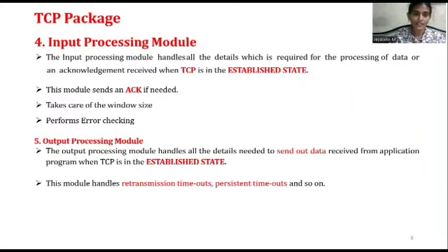The next component is the input processing module. The input processing module handles all the details required for the communication process whenever an acknowledgement is received when the TCP is in the established state. This module sends an acknowledgement if it is needed, it takes care of the window size, and it also performs error checking. So when the connection is established, the input processing module handles all necessary information, the acknowledgement is also given, the window size is taken care of, and error checking is done.